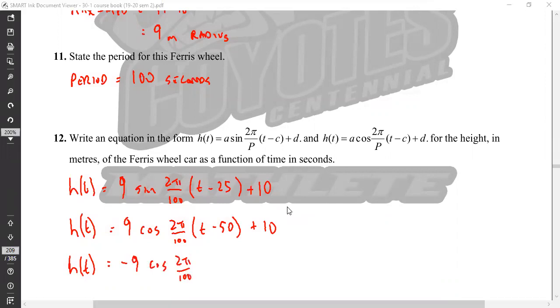It tidies this up. Now we don't have a c value. C is just 0 now. And so it would look like this, and either would be fine unless you're specifically asked for a reflected cosine or not.